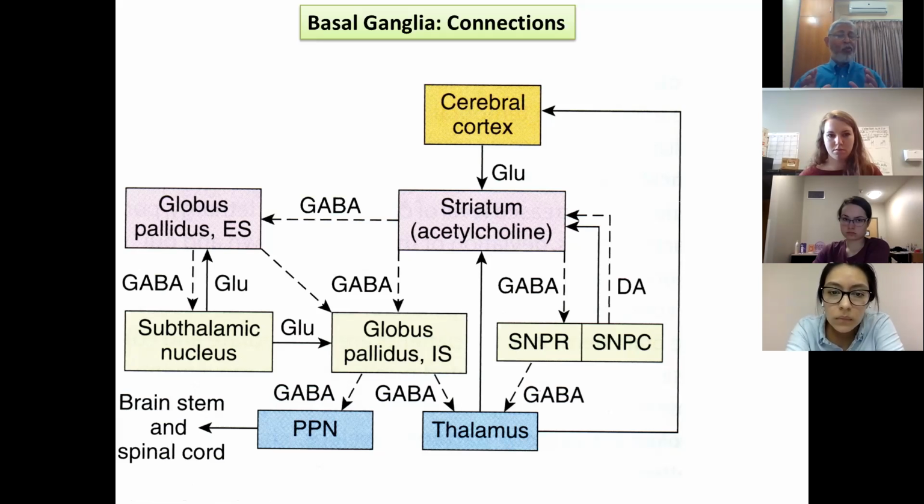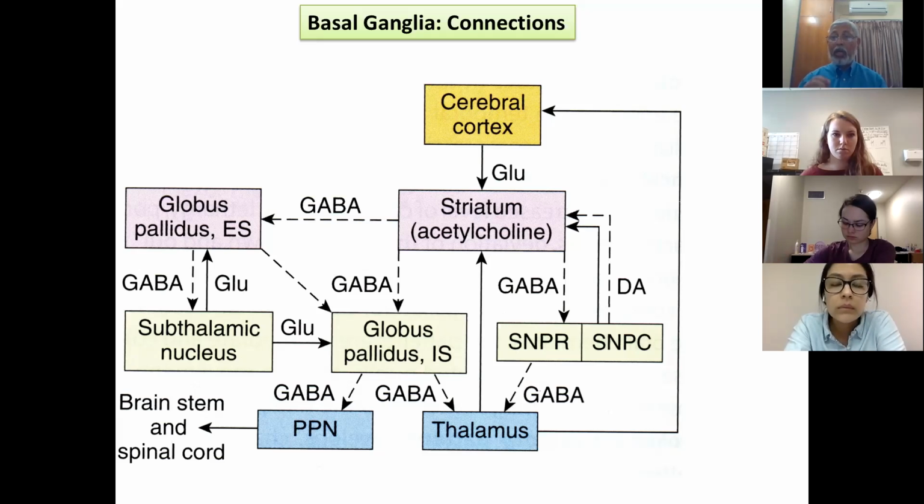So this basic circuit you have to understand. If you understand the basic circuit like this one, then it will not be difficult for you to see the consequences of damage to the basal ganglia. Now, again, if we summarize the function of the basal ganglia in one word, it is the planning and programming of motor action.